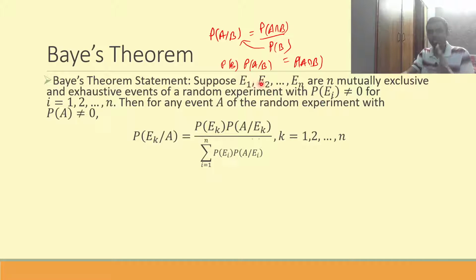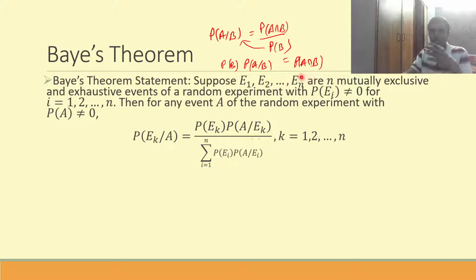Suppose E1, E2 and so on up till En are n mutually exclusive and exhaustive events. Fine. E1, E2, they are all events. Okay, till En there are n events. You can see, right, 1, 2 and so on till n. So there are n events present. Okay, let's say there are n events.